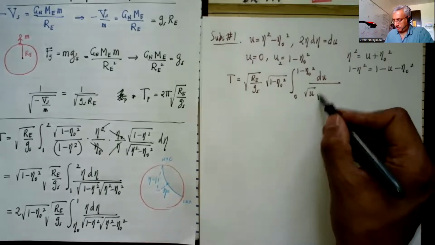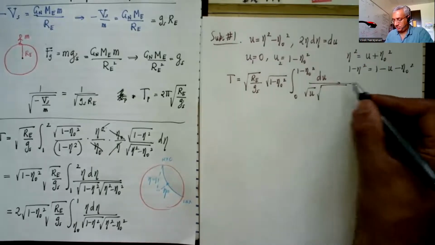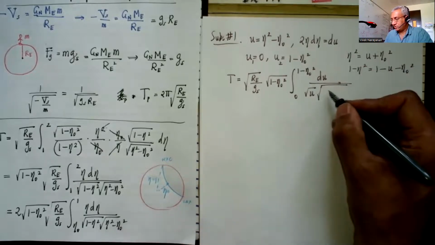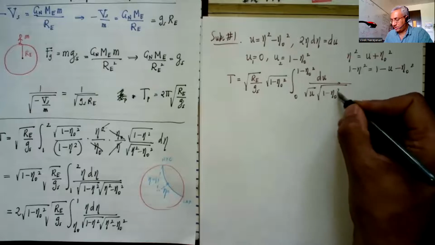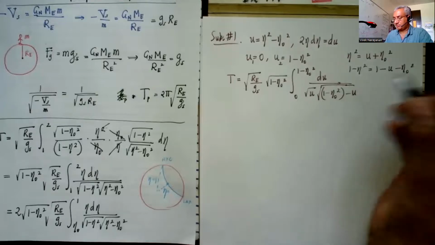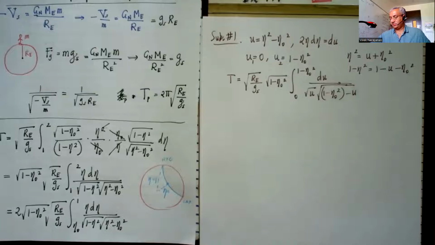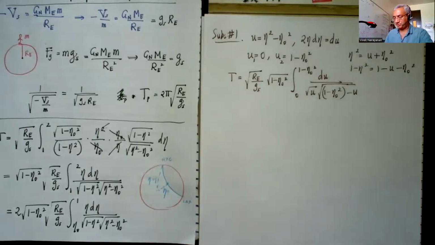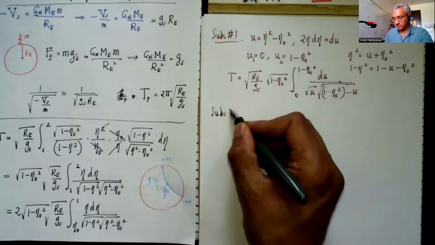All right, so let me put that in there. I've written this term first, and then I'm writing that term next. So 1 minus eta naught squared minus u. This is not a bad integral to have, because it is not too difficult. It's a trigonometric substitution. So we'll do substitution number 2 next.